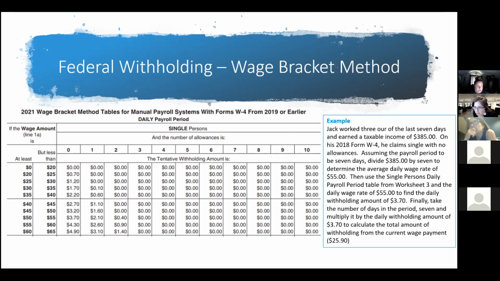Then we're going to take this worksheet that we have for you, and we're going to find the daily wage rate of $55. He is claiming no allowances, so we're looking at the 0 allowances column. We're going to find his rate, and we're going to say that it was $3.70. And then we're going to multiply that by the number of days and get $25.90 to withhold from his check.